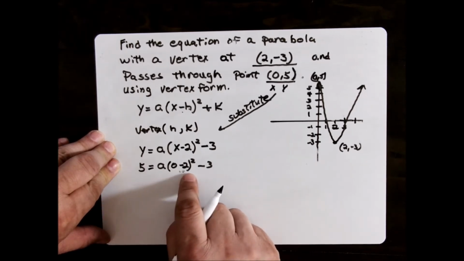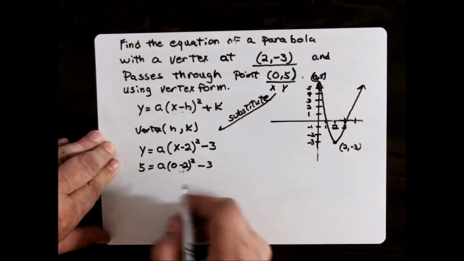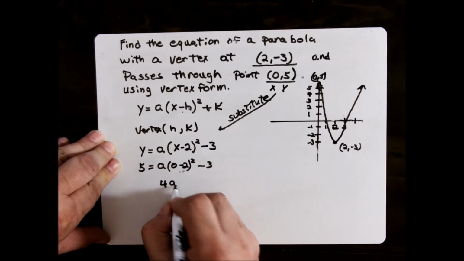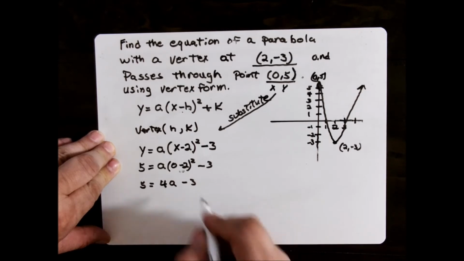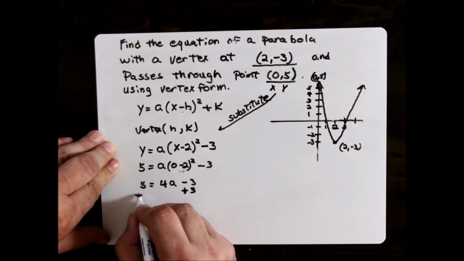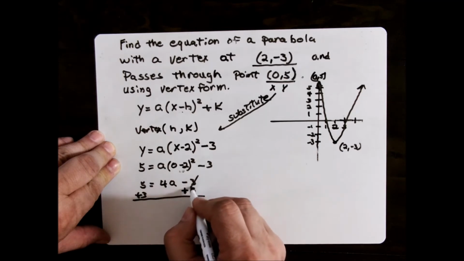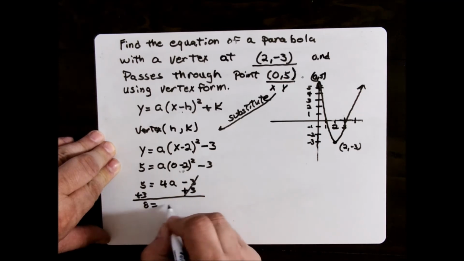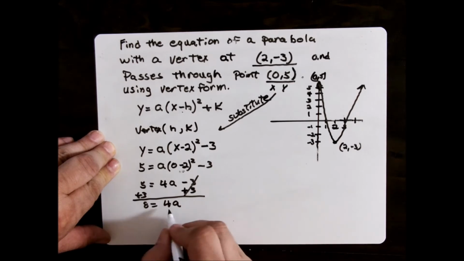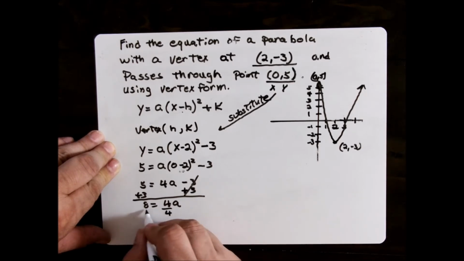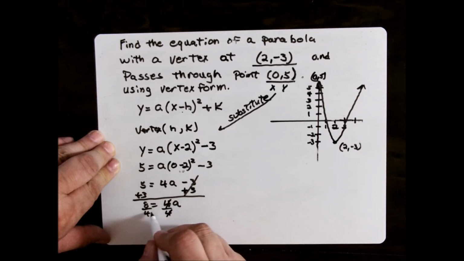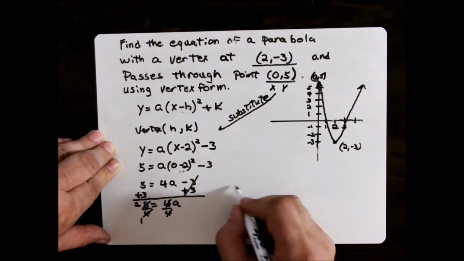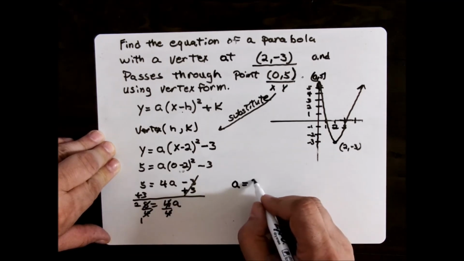So 0 minus 2 is -2, and -2 squared is 4. So I have 4 times a minus 3, and that's all equal to 5. I can add 3 to both sides. This cancels out, and I get 8 equals 4 times a. And finally, I can divide by 4 to clear the coefficient. This cancels away, and 4 will go into itself 1 time. It'll go into 8 2 times. So a is equal to 2.